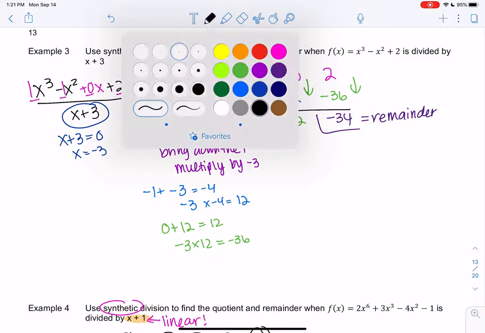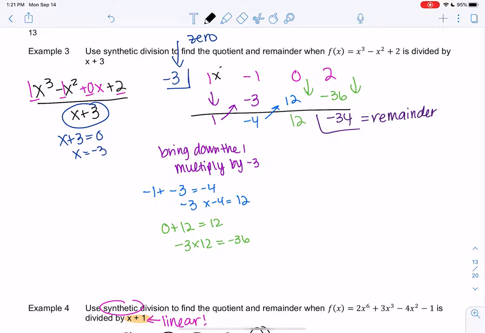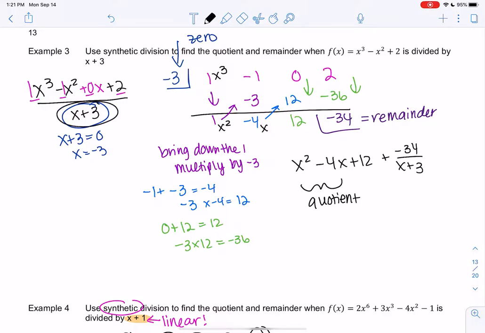So let's figure out what the quotient is here. So we started with x cubed, so this will be x squared, x and no x. So my quotient will be x squared minus 4x plus 12. That's called the quotient. And then plus negative 34 over x plus 3 for the remainder. Cool. So we'll try this a couple more times. You can also watch Desmos if you need more examples. So I'll see you in the next video.